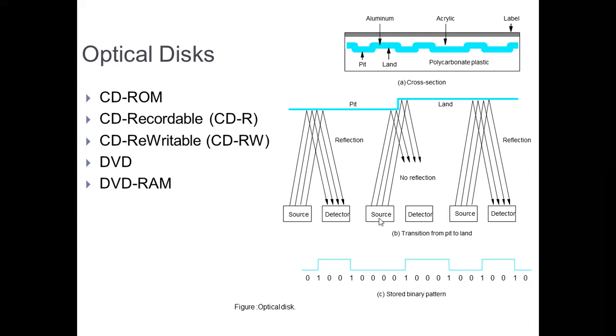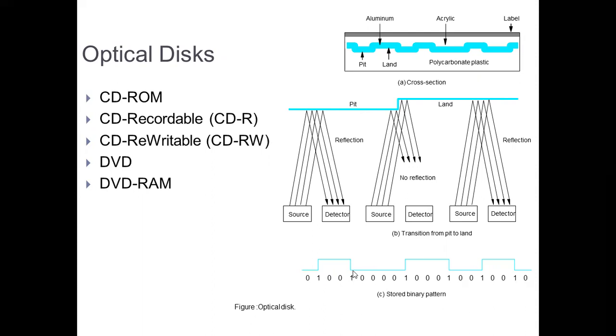Now see, when it changes from pit to land, there will be no reflection, which means the detector will not receive any reflection message. So we will consider this information as a phase shift, and we will consider the complete bit until we receive the no-reflection signal. For example, here some change has been done. This is the 0 bit. Here another change is done, so this will be considered again 0.